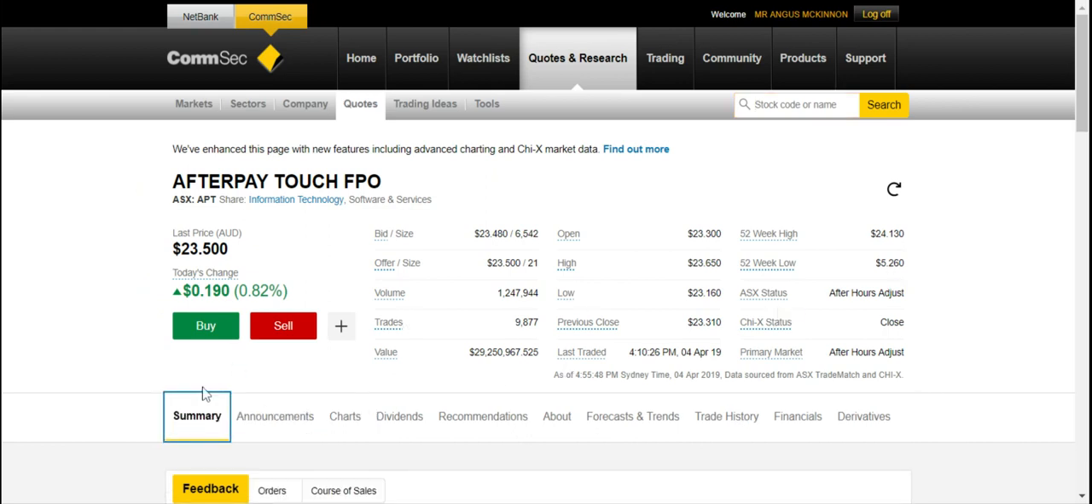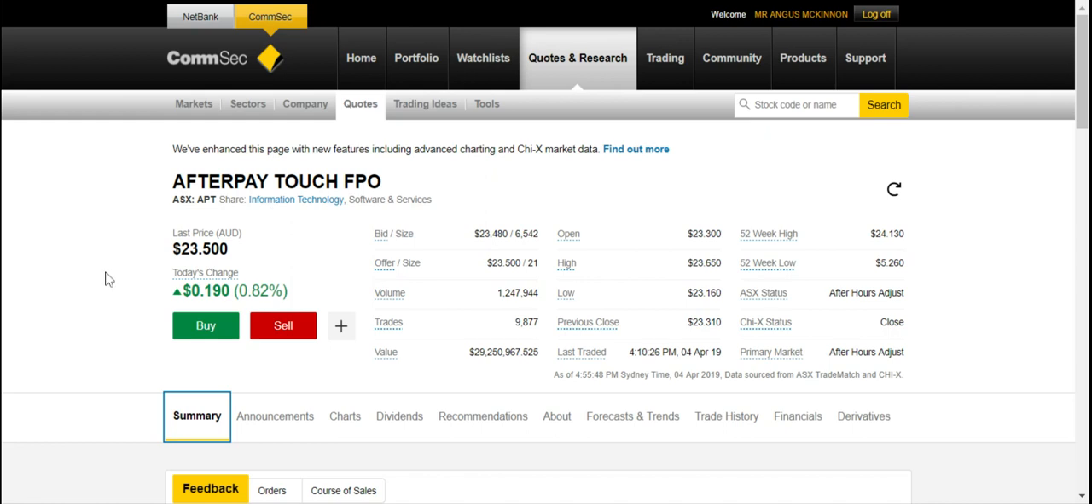I'll go to the summary page. This will hopefully be the first one you see when you log in. It does seem to save whichever page that you're on last. So you can see very quickly it says here that TriX data is now being incorporated within the pages. Afterpay Touch, share information technology, software and services.